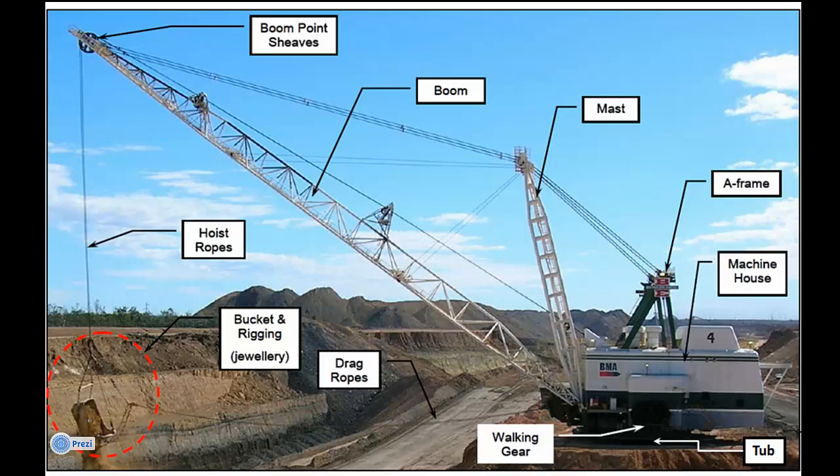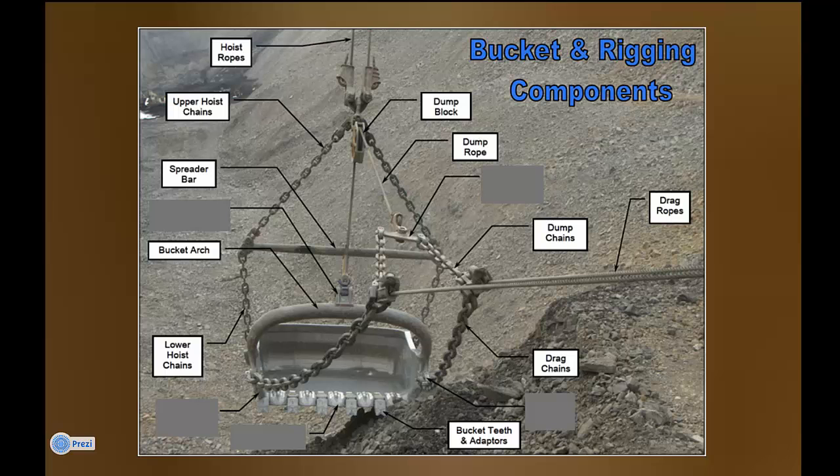So we'll go into a little bit more detail about the bucket. The components on the bucket include the hoist chains and ropes, which essentially control the vertical movement of the bucket. We have the drag chains, which control the horizontal movement of the bucket. We have the dump rope, which basically controls the tipping movement of the bucket.